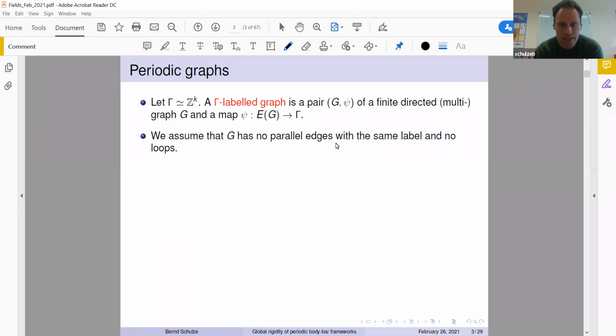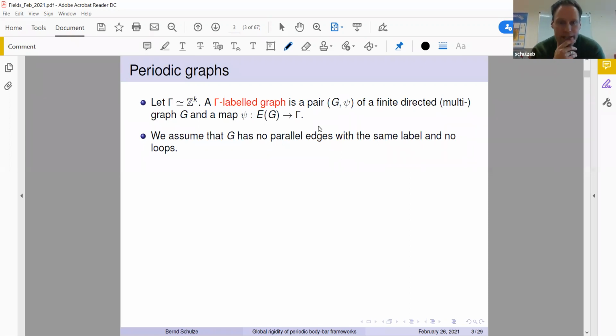This is the same as a gain graph as Daniel Bernstein and others. I think Derek and others have mentioned this before. Anyway, let me remind you of the definition here. So a gamma labeled graph is just a pair of a finite directed multigraph G and a map psi that assigns elements of the group to the edges.